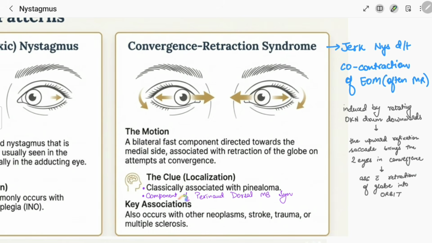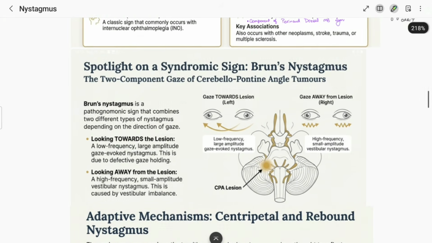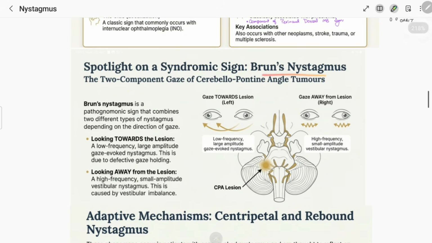Here the clue to localization is that it is a component of Parinaud dorsal midbrain syndrome, and it is also classically associated with pinealoma. It can occur with other neoplasms, stroke, trauma, and also multiple sclerosis. Coming to the next category, Brun's nystagmus is already discussed in horizontal nystagmus. Discussing it again, it can occur with CP angle tumors.